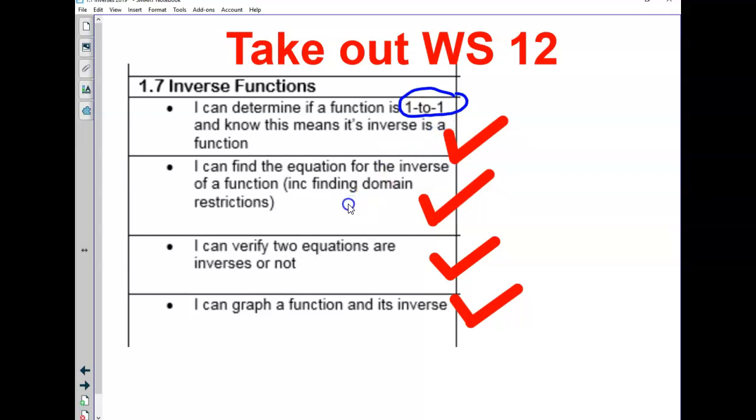We're going to have to find the equation, including domain restrictions. Verify two equations are inverses. This is where we put one inside the other, and they should cancel out and just equal x. And graph a function and its inverse, which again means switching the x's and y's.